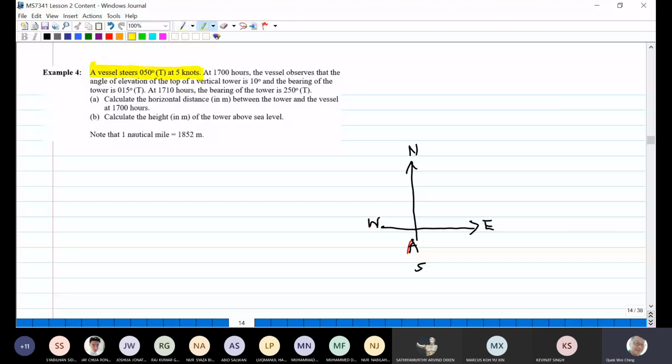Okay, this is the beginning. So the time in this case is 5 o'clock here. So if 50 degrees, roughly like that. So 50 degrees here. 5 knots.